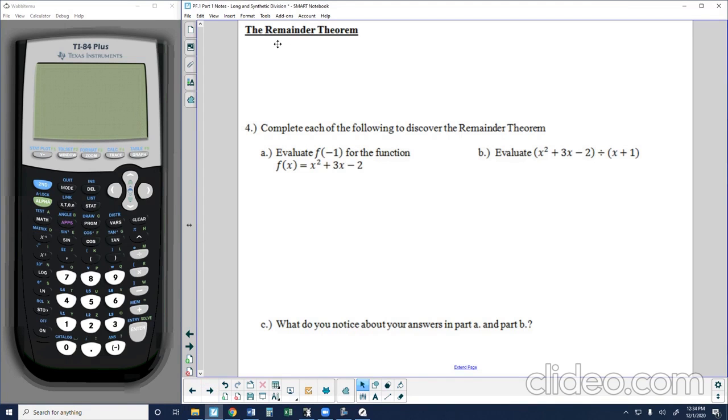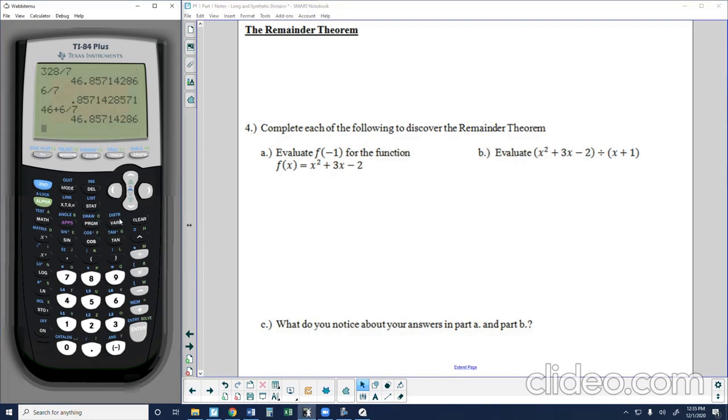So let's go ahead and take a look at problem number 4, which is actually going to lead us into what we call the remainder theorem. Problem number 4 says complete each of the following to discover the remainder theorem. So what I want you guys to do at this point is pause the video and complete problem number 4, A, B, and C, and then when you're done, play the video and we'll go over the answers.